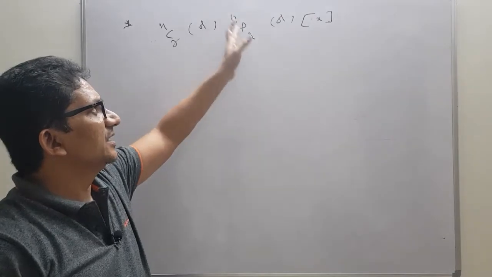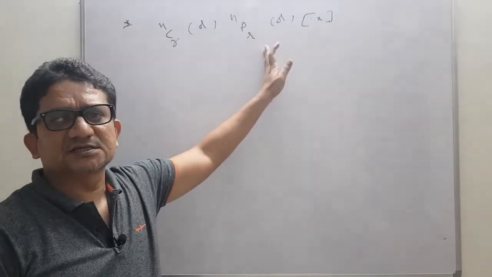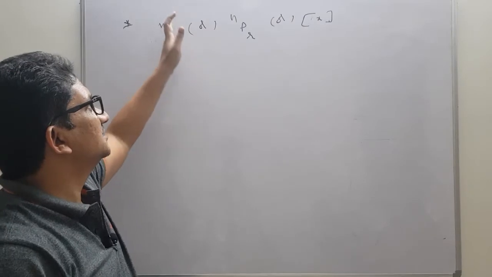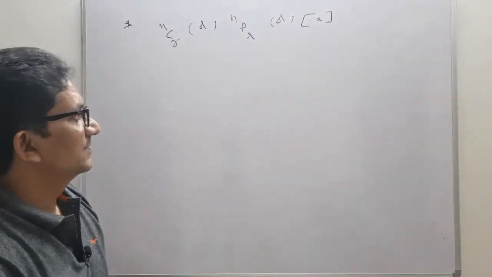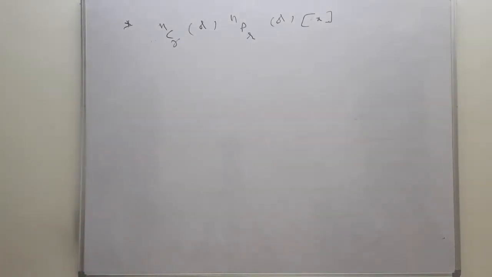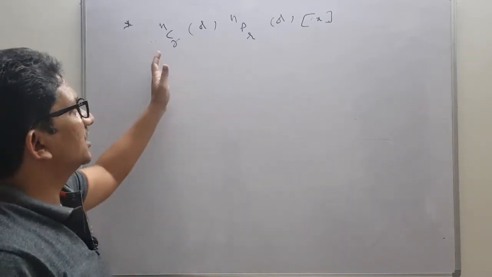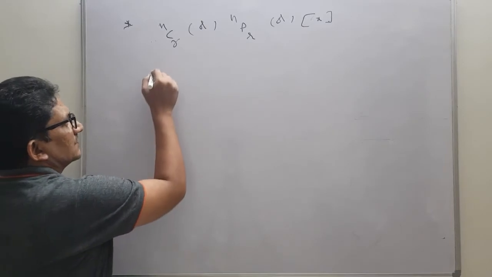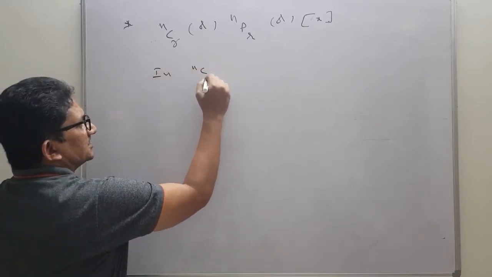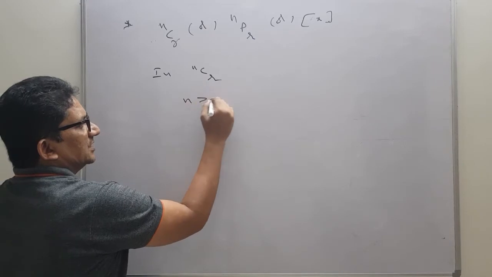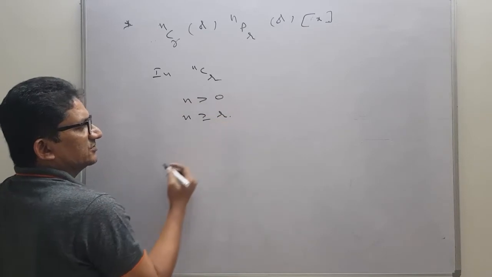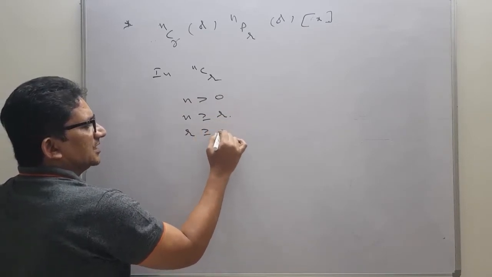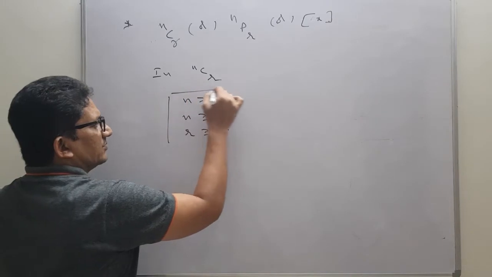We know that nPr is n factorial by (n minus r) factorial, and nCr is n factorial by r factorial into (n minus r) factorial. When the questions involve these things, we know that when they are defined, taking just nCr, n should be greater than 0, n should be greater than or equal to r, and r should be greater than or equal to 0. So these are the prime points we need to remember.